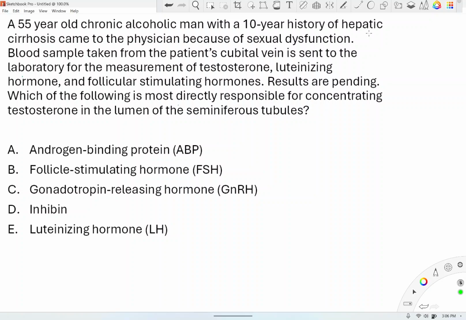Okay, this section is andrology, or male reproductive system. I have a few questions. Let's do the first one.